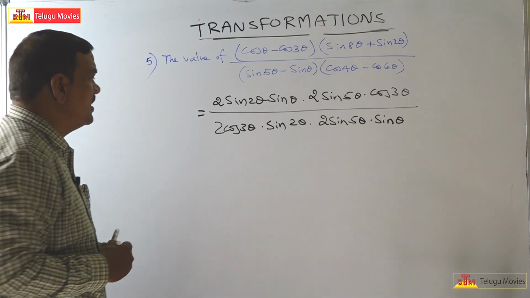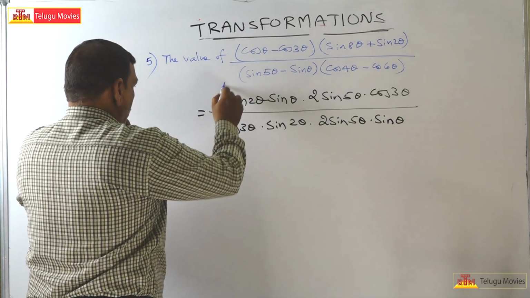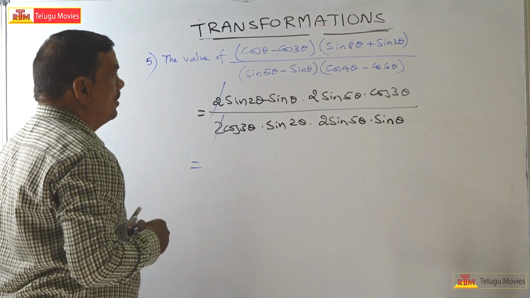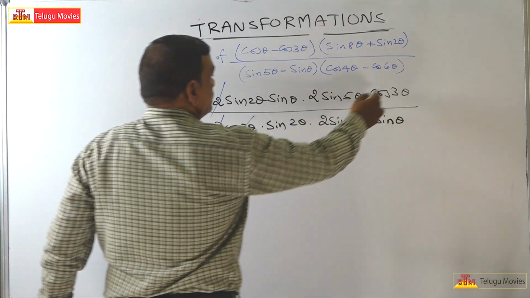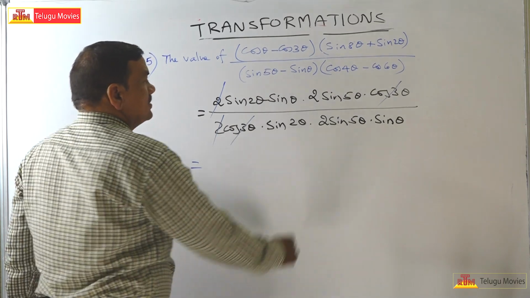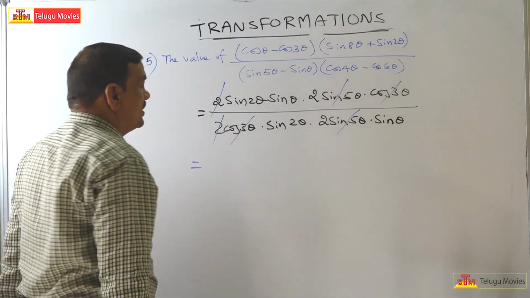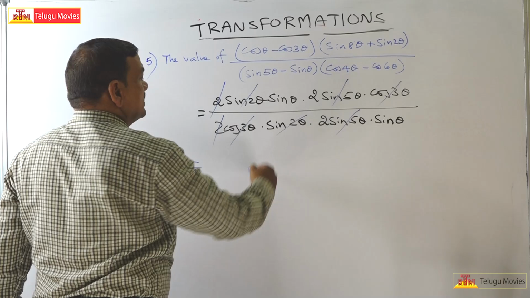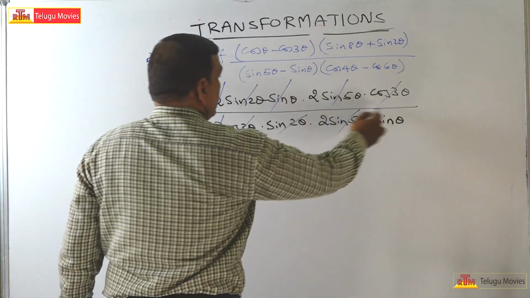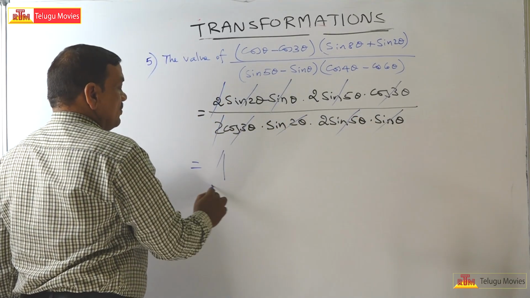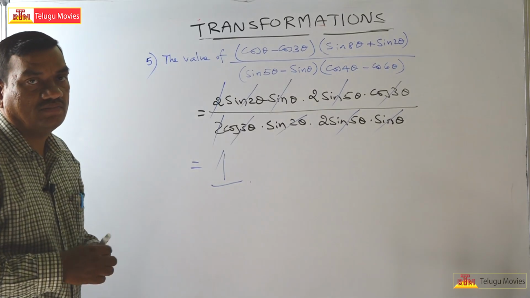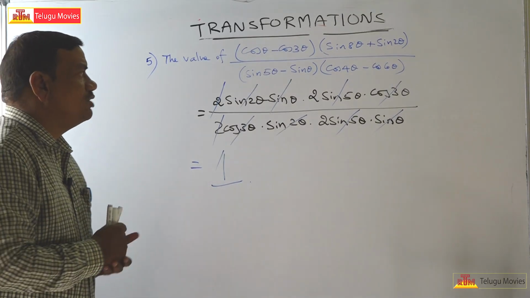Okay. Now is there any more cancellation? Clearly we can cancel 2 cos 3θ, you can cancel sin 5θ, you can cancel sin 2θ, and sin θ also cancels. Your answer is ultimately 1. Okay, so this is a very easy problem.